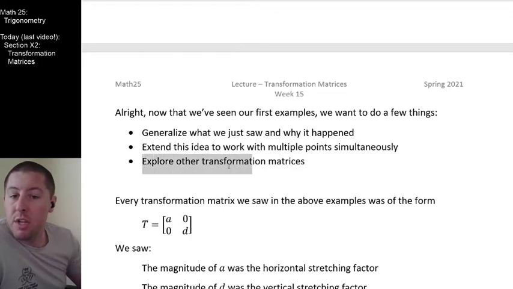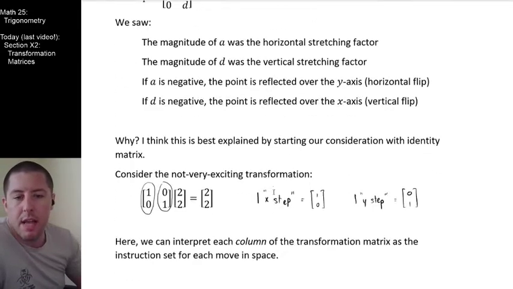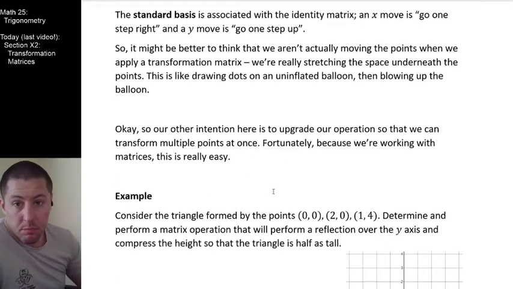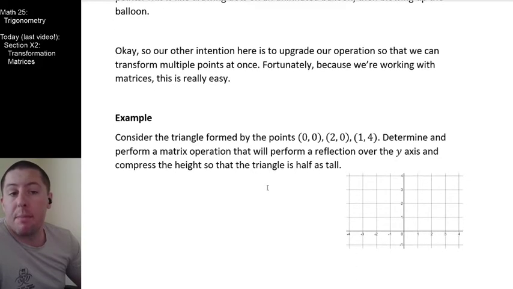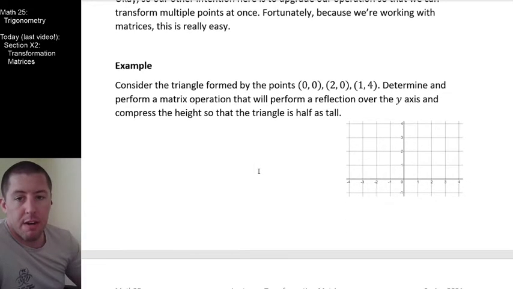And the other thing we want to do is look at some other transformation matrices. Obviously, our big one for today that we still want to hit is rotations. We'll see some others along the way here as well. Our other intention here is to upgrade our operation so that we can transform multiple points at once rather than just moving one point in space. Fortunately, because we're working with matrices, this is a really easy upgrade for us to do.